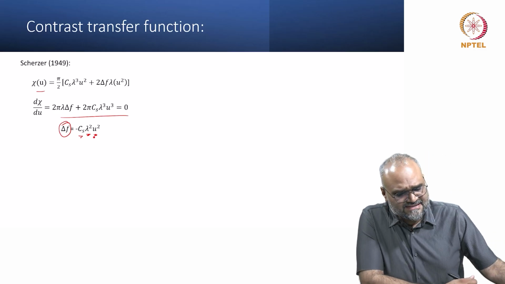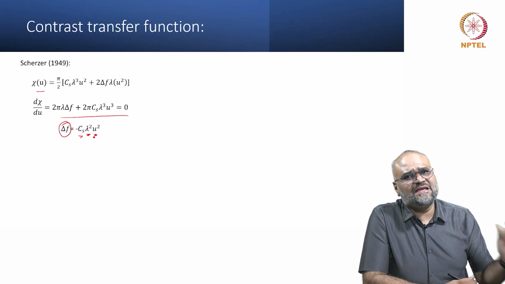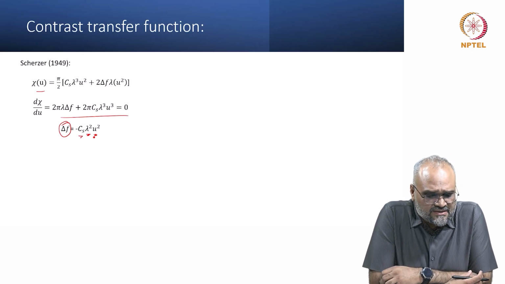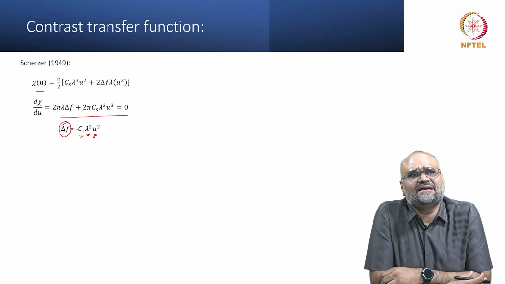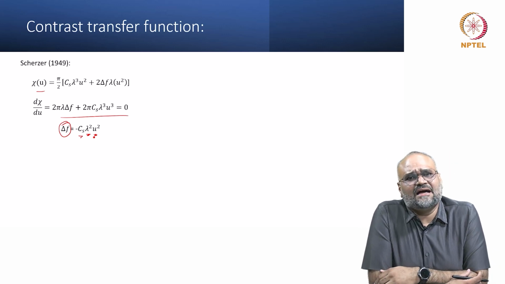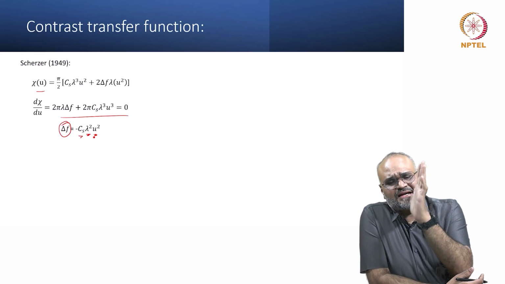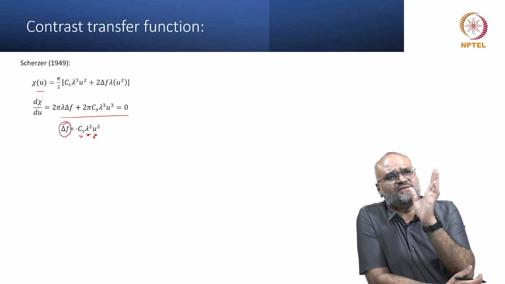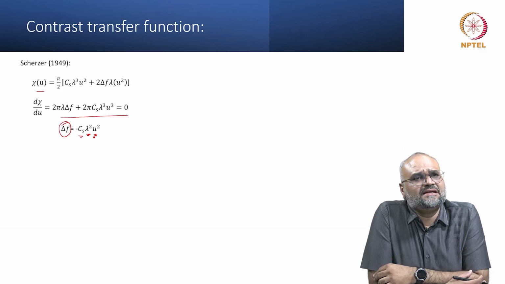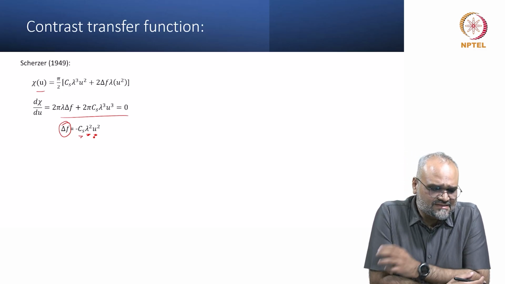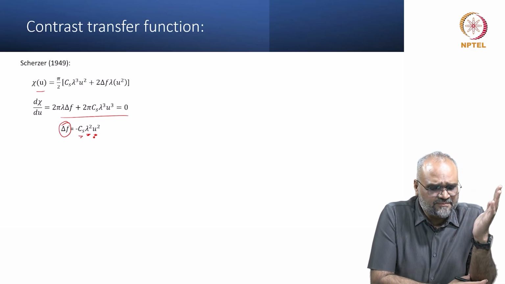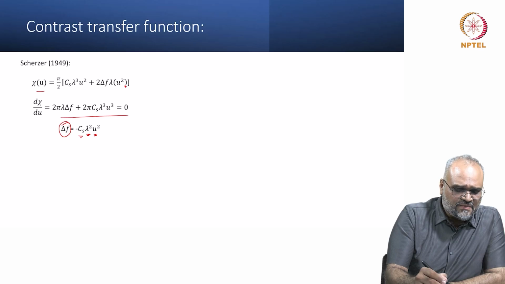So what this tells us is, from the weak phase object approximation and the phase object approximation, you were initially assuming that there is no variation in the intensity after the electron beam has interacted with the specimen, whereas because of the spherical aberration of the lens, you can actually introduce some kind of variation in the phase and the contrast.